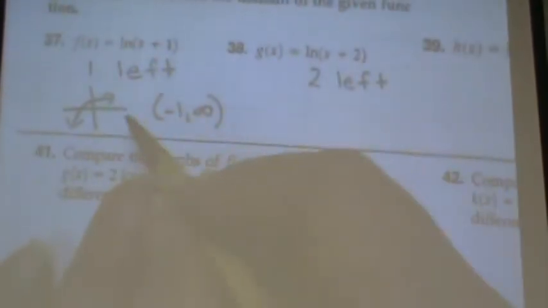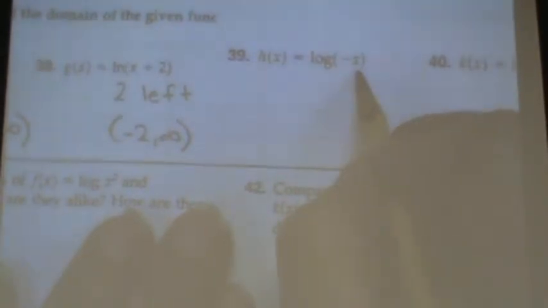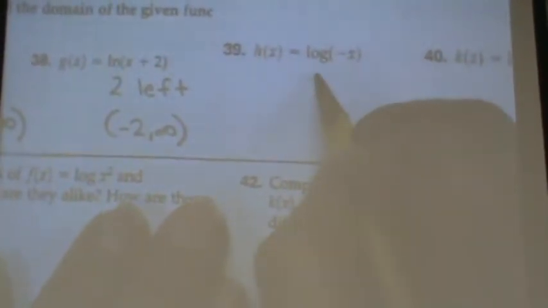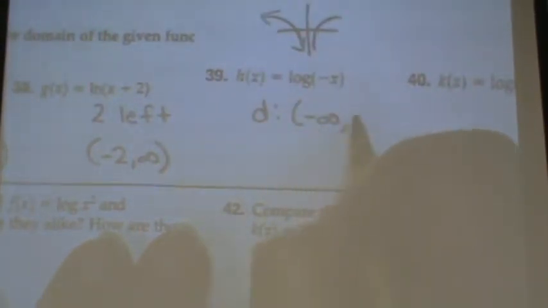For the next one, it doesn't matter that this is log base e, this is telling you you're shifting your graph 2 units left. So you're going to go 2 left, so your domain is going to be -2 to infinity. For 39, this is a reflection over the y-axis. So your graph, which normally looks like that, is going to be flipped this way. So your domain for this one is going to be -∞ to 0.